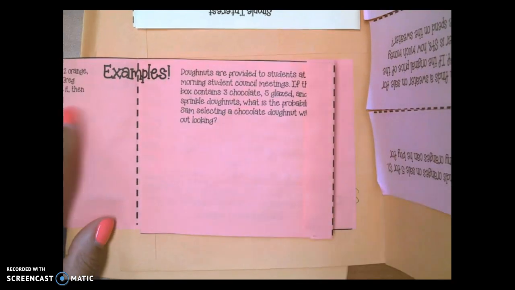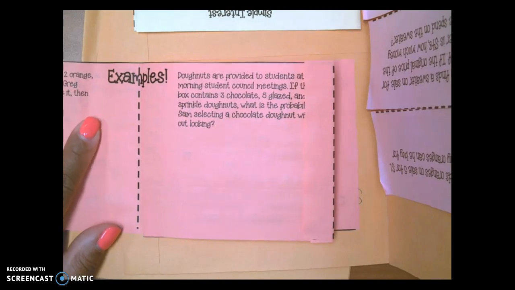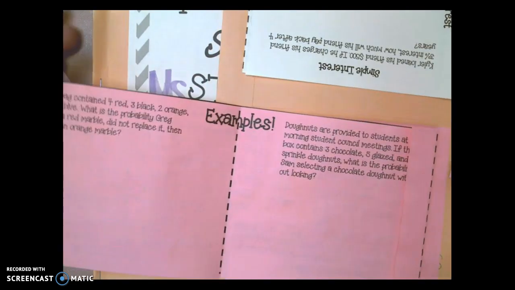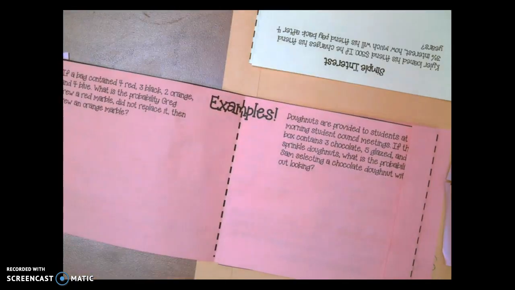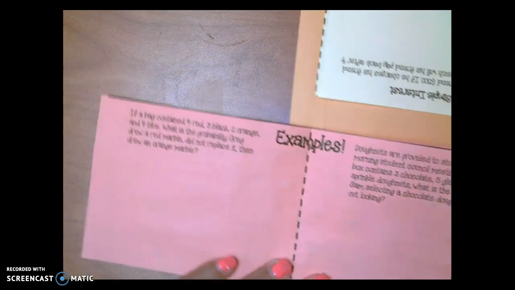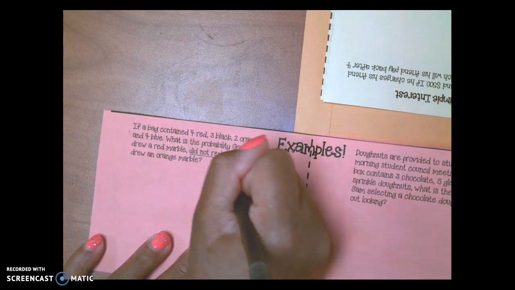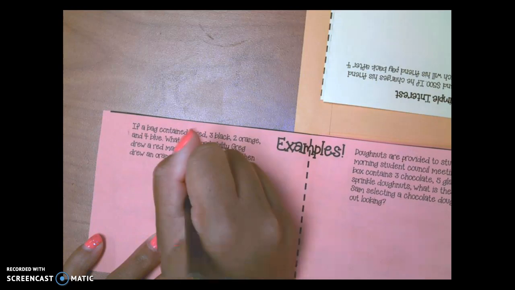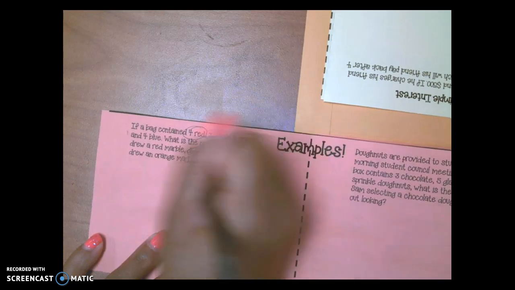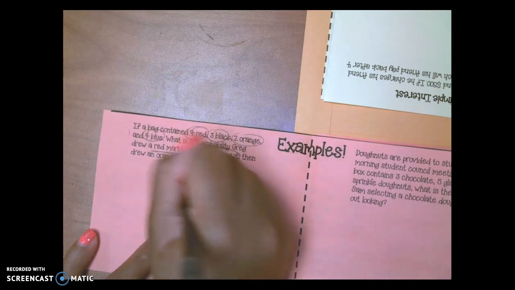If a bag contained 4 red, 3 black, 2 orange, and 4 blue, what is the probability Greg drew a red marble, did not replace it, and then drew an orange marble? What's important? He did not replace. That's important. 4 red, 3 black, 2 orange, 4 blue. I want red first, then orange.